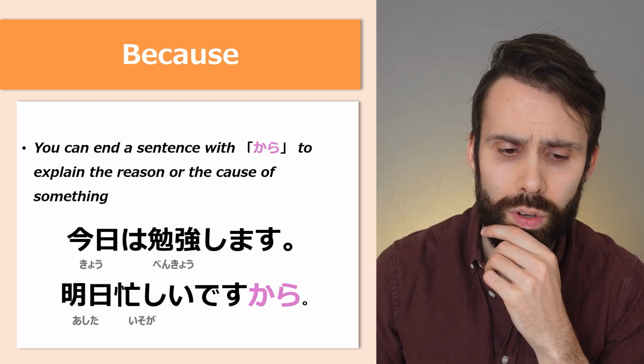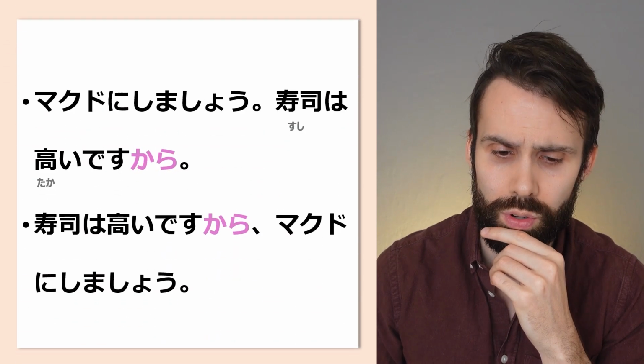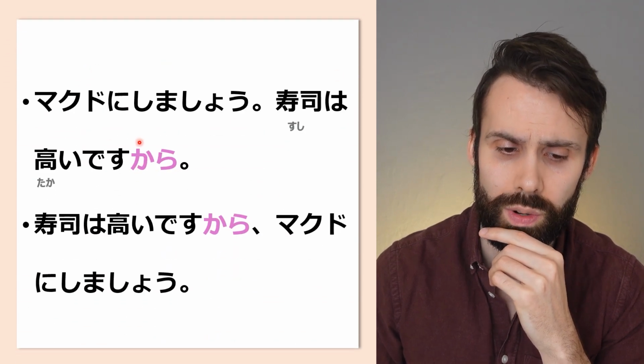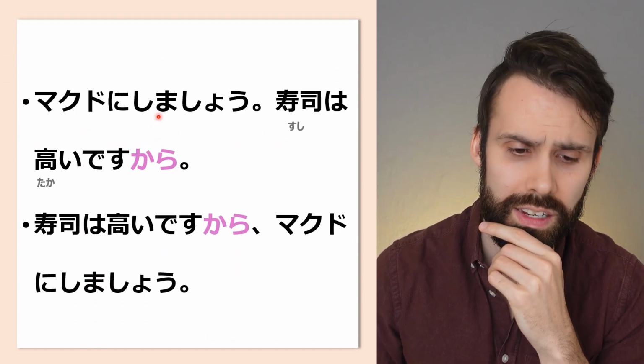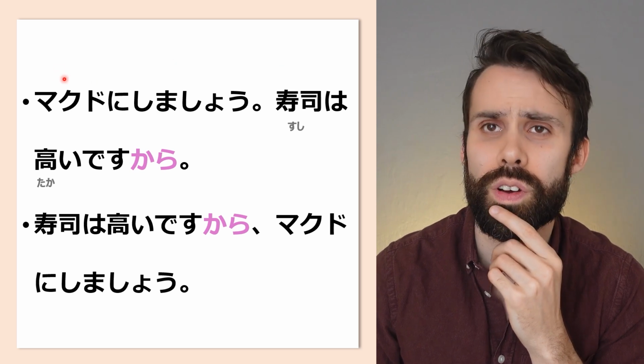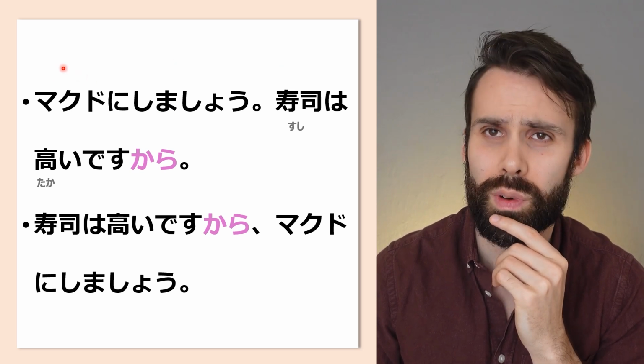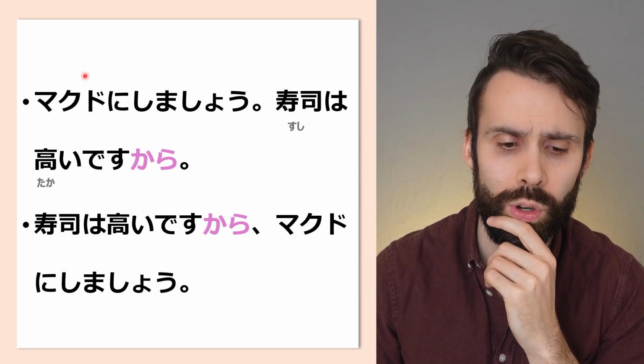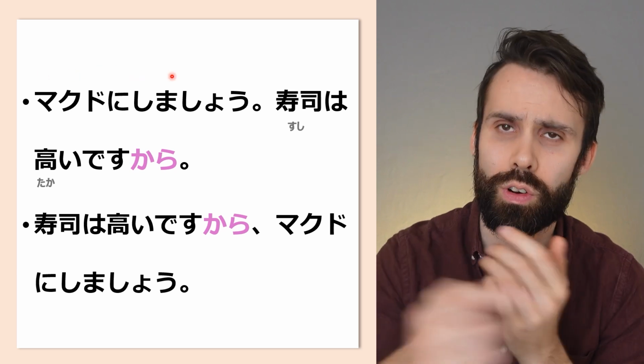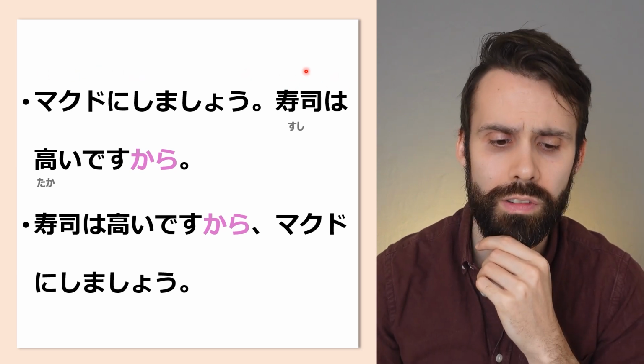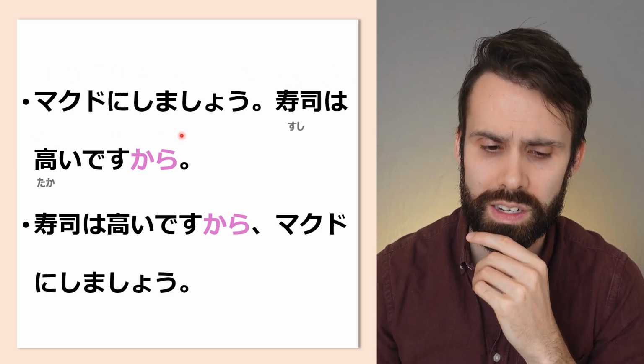So, マクドにしましょう. 寿司は高いですから. So let's go to McDonald's. This is the Kansai version of McDonald's. What would be マクド in Tokyo, マック. So マクドにしましょう. Let's go for McDonald's. 寿司は高いですから, because sushi is expensive.